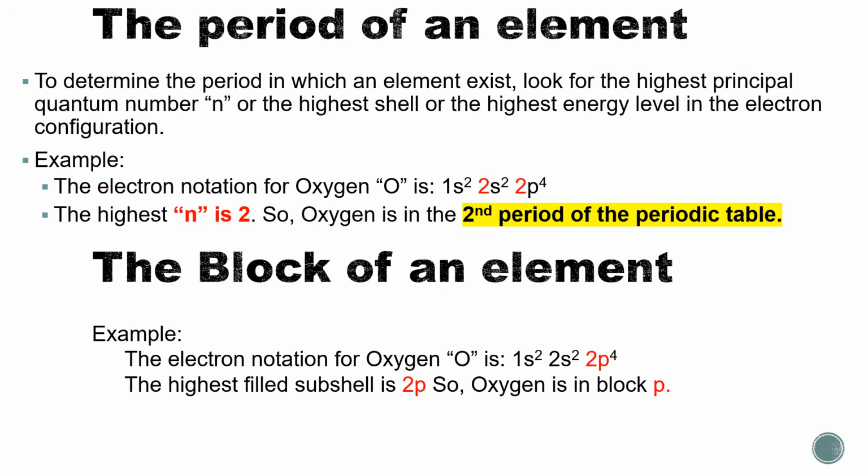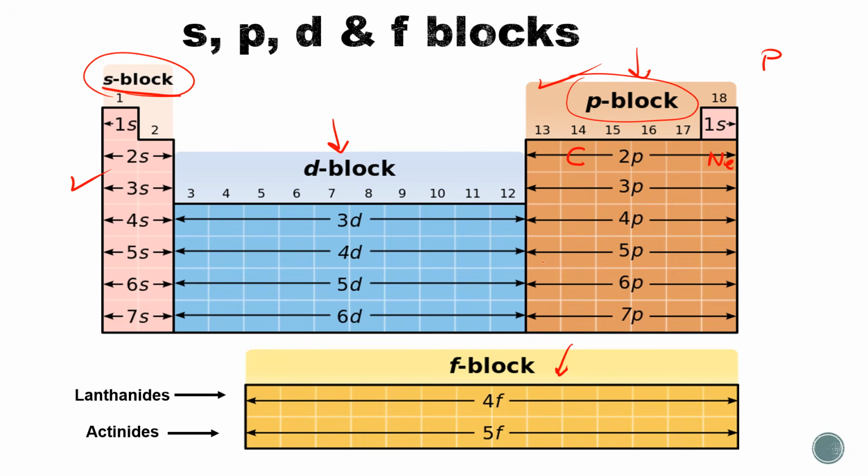So here's an example. The electron notation for oxygen is 1s2, 2s2, 2p4. Because this is the highest shell, or the highest energy level, oxygen is in the second period of the periodic table. And because it ends with p, oxygen belongs to block p in the periodic table, this block here. Now oxygen is actually in group 16.